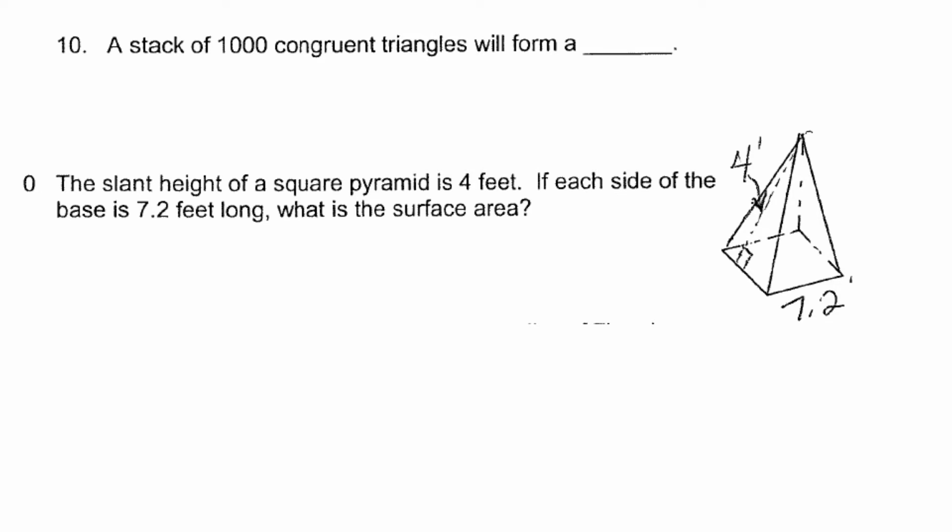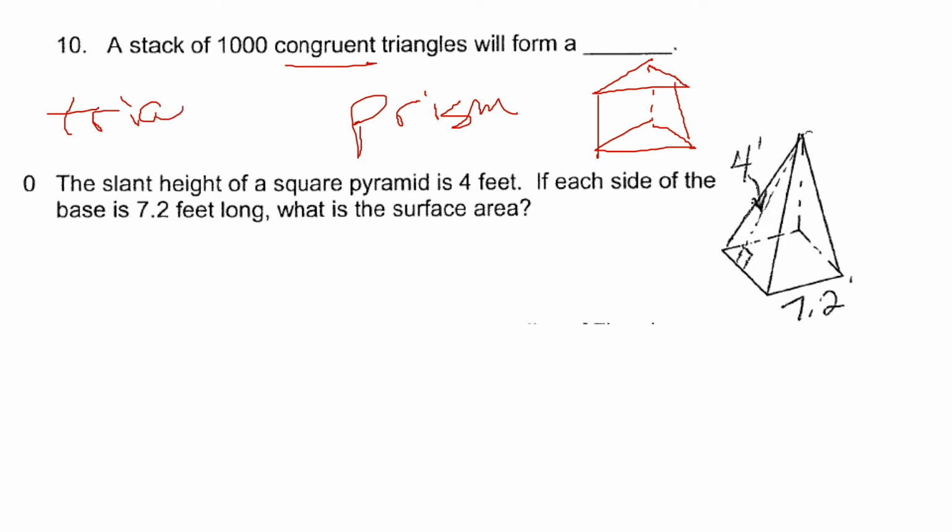Alright, a stack of 1,000 congruent triangles. So congruent is their matching. So you don't have to make 1,000, but one on the bottom is going to be congruent to the one on top. Connect them all. What do you get? I see 2 bases, so that's a prism. What kind of bases are they? They're triangles. So that is a triangular prism.